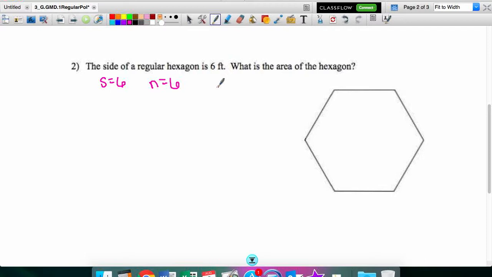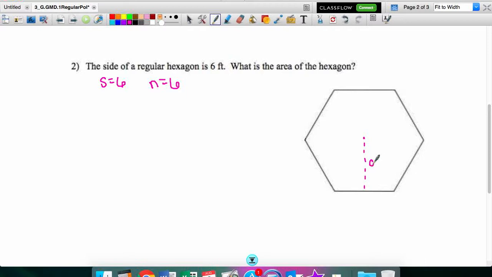In our apothem formula, we needed A, N, and S. Unfortunately, we're missing the apothem, the A. So let's actually use our diagram to find the apothem. First thing I want to do is go ahead and sketch my apothem in.